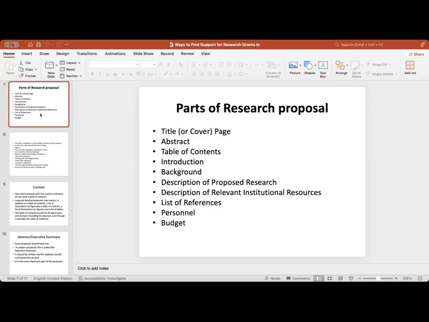Then table of contents, introduction, background, description of the proposed research. All these components I will explain one by one. Next slide, please. Next slide.